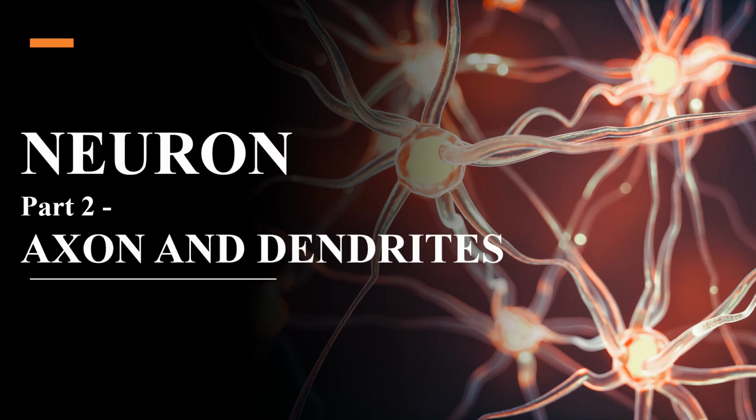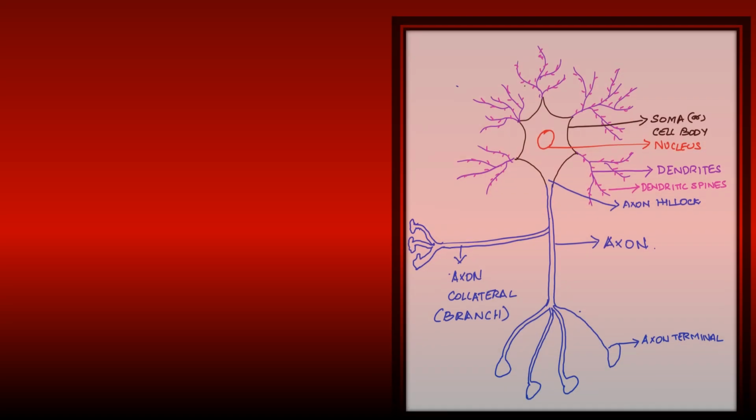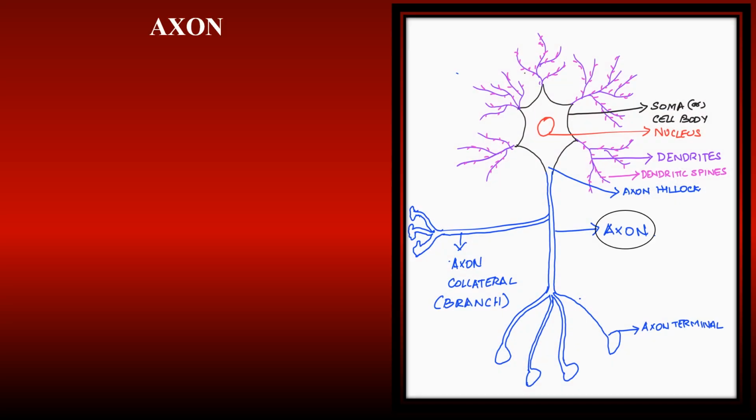In this video, I'm going to tell you about the axon and the dendrites of a neuron. Apart from the soma or cell body that we saw in the previous video, neurons have a long projection arising from the soma called the axon. Axons are unique to neurons and are not found in any other type of cell. An axon is involved in the transfer of information over distances.